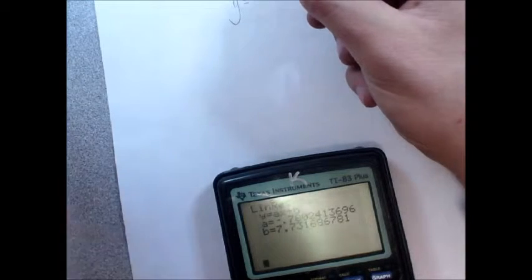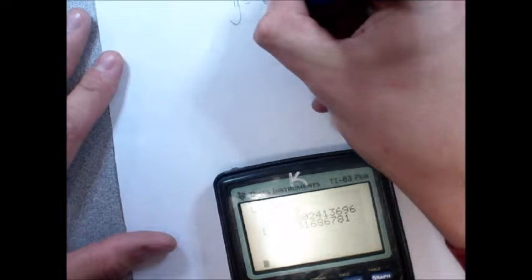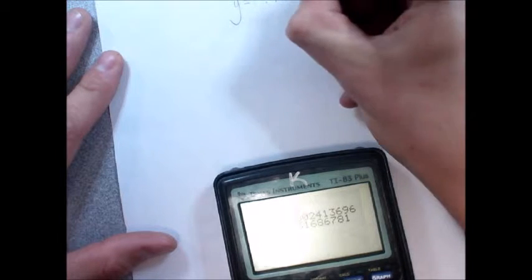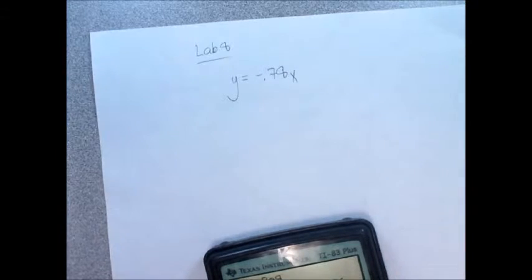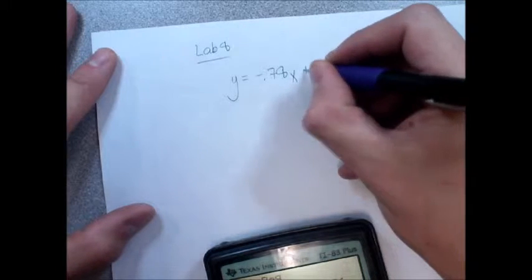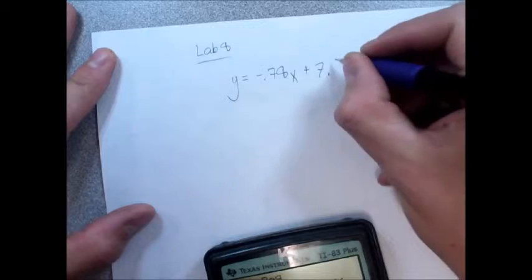So I can write the equation of this line. I'm going to round it to 2 decimal places. So y equals -0.78x, and it is plus 7, and again I'm rounding to the hundredths place, 73.